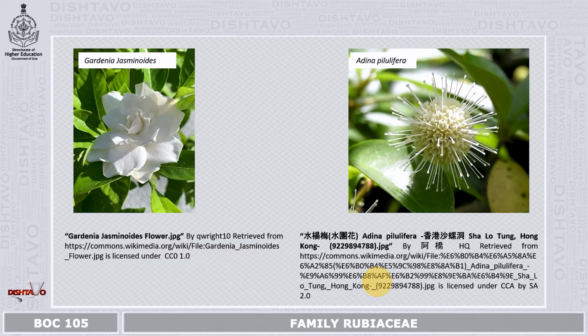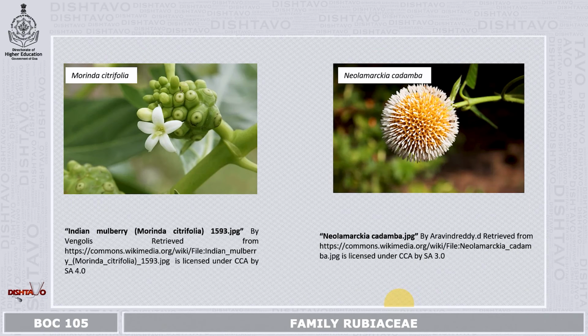You all can see here the dichasial cyme of Gardenia jasminoides, where only the terminal flower is distinct. In case of Adina, you all can see the globose head. In case of Adina, the inflorescence appears in the form of a globose head. And in case of Morinda citrifolia and Neolamarckia, the flowers are adnate.